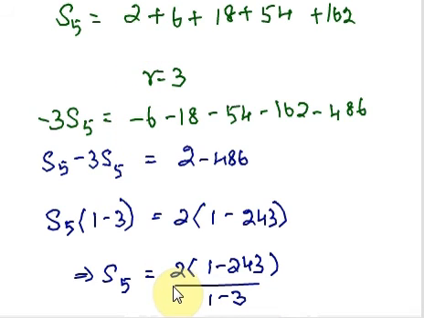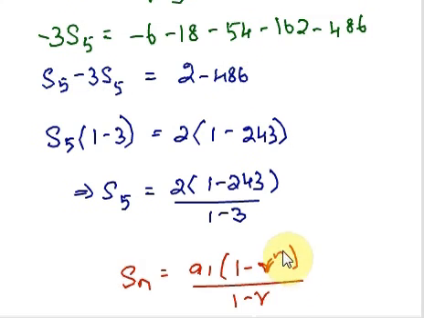So A1 is 2. The 243 in the numerator is the ratio times the nth term. That makes it the n plus 1 term, A1 times r raised to n. Since both the terms in the numerator have an A1 in them, it can be factored out. The 1 in the denominator is always 1 and the 3 in the denominator was the ratio r value. So this makes the sum of the first n terms, Sn, equal to A1 times 1 minus r raised to n divided by 1 minus r.